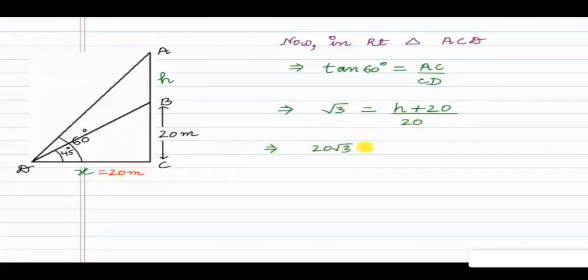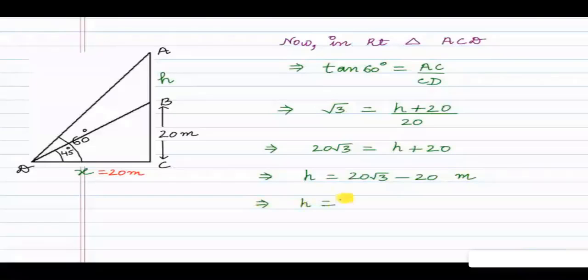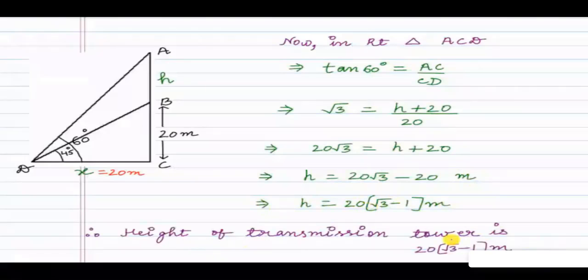20 root 3 is equal to H plus 20. This implies from here our h will come out to be 20 root 3 minus 20 meters. So our h is equal to, from these two terms we can take 20 common. Taking 20 common, inside we'll be left with root 3 minus 1 meters. So this is what we had to find in this question. Therefore, height of the transmission tower is 20 times root 3 minus 1 meters. This is our answer.